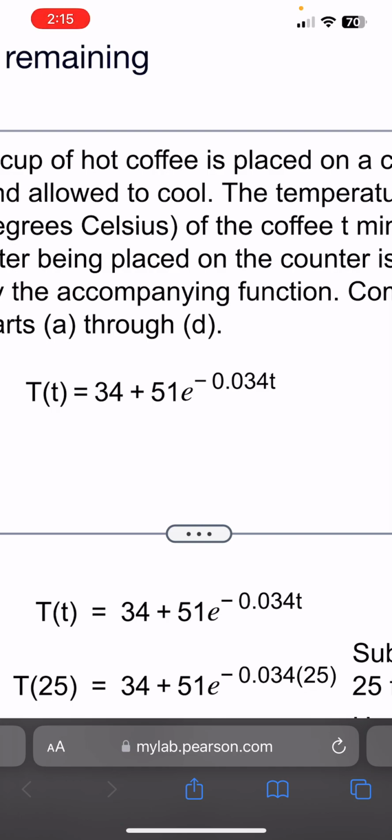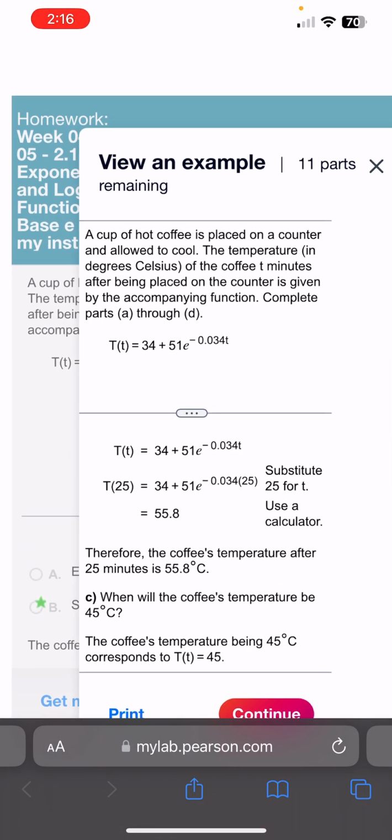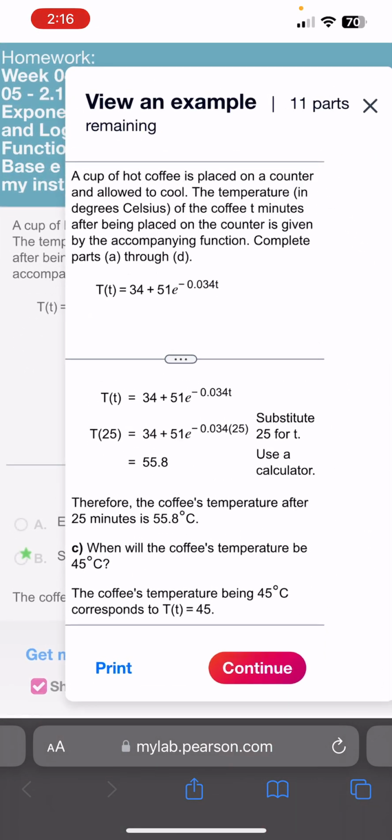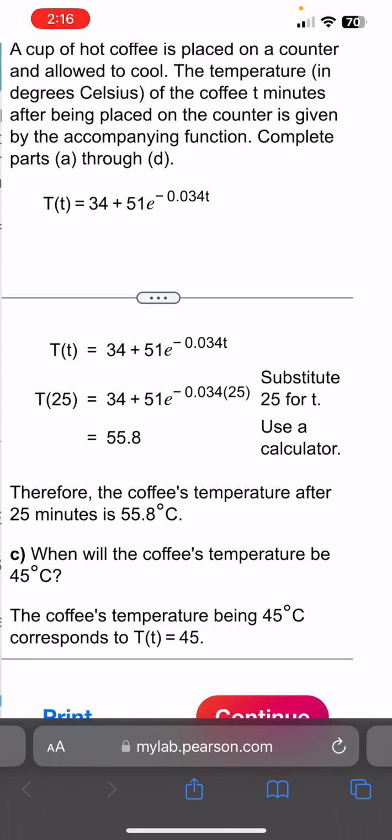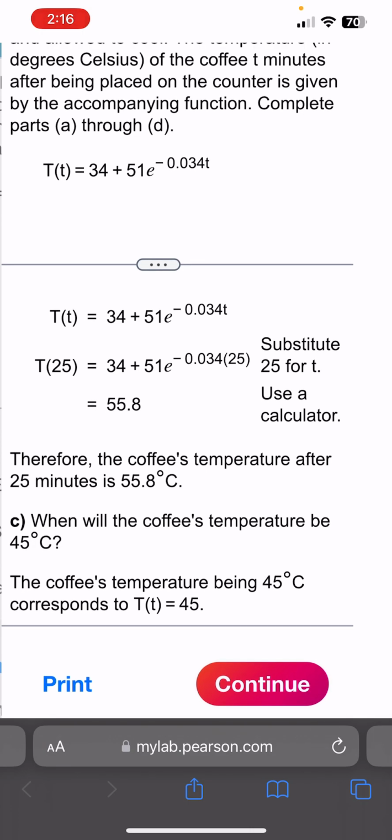If we set it equal to 45, subtract 34 on both sides, what is that? 11. 11 divided by 51. So then we take the natural log on both sides. Again, all we're doing is letting the y side equal 45 and then solving. I really wanted this to just be kind of an overview. I wasn't really trying to go into details, so I'm just going to piggyback off of this example. We set the function equal to 45 and we solve.